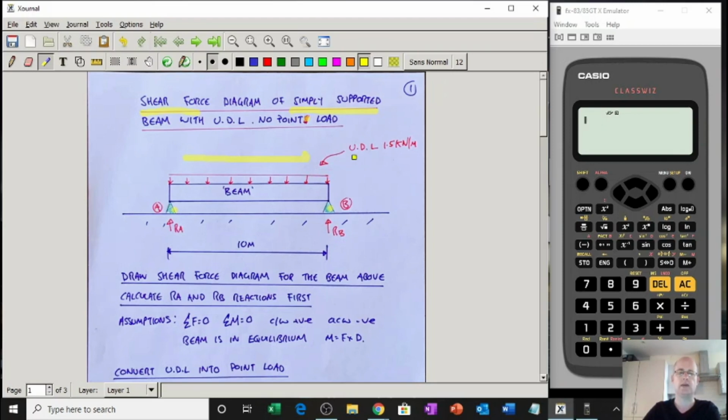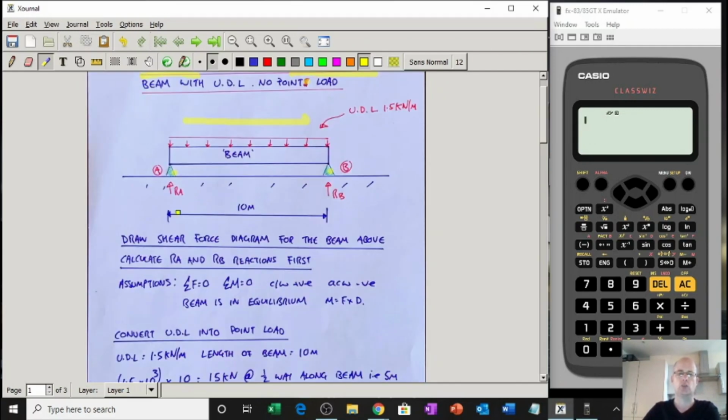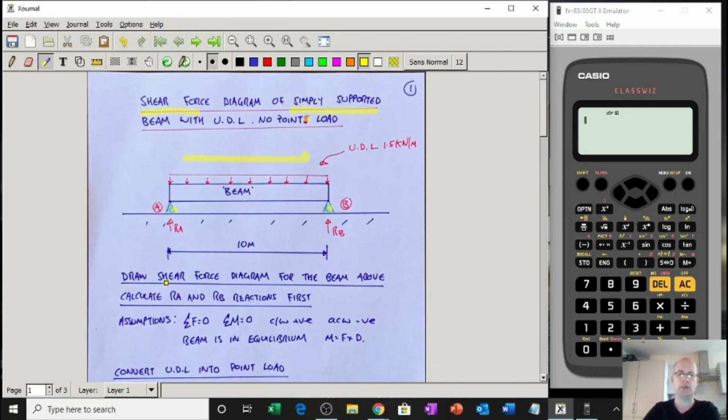So the UDL value, the uniformly distributed load value, is 1.5 kilonewtons per meter. So every meter we've got 1.5 kilonewtons. We've got to draw a shear force diagram, or sketch. Don't forget, draw is with a ruler and a bit of graph paper. Sketch is still with a ruler. I'm probably going to sketch this, but it's better with the graph paper really because it's a bit more accurate.